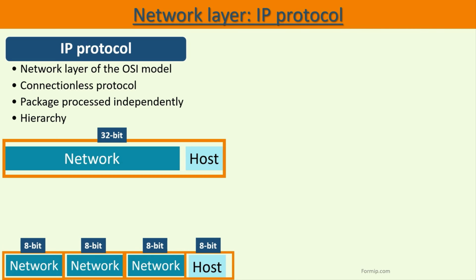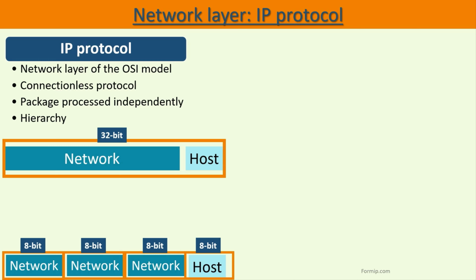The network part tells us which network the IP address belongs to. This can be compared to a city or the area code of a telephone number. The host part uniquely identifies the network device. It can be seen as the last digits of the phone number.